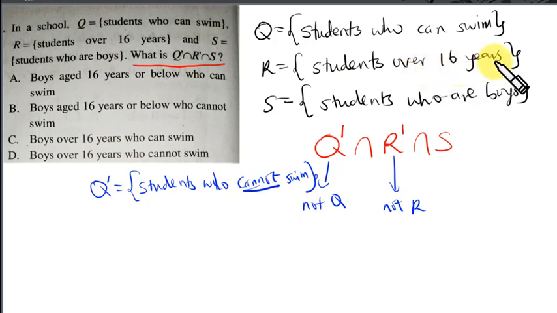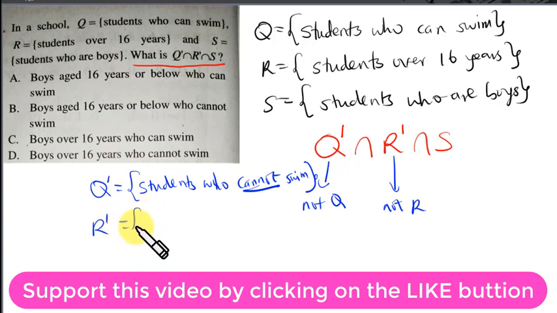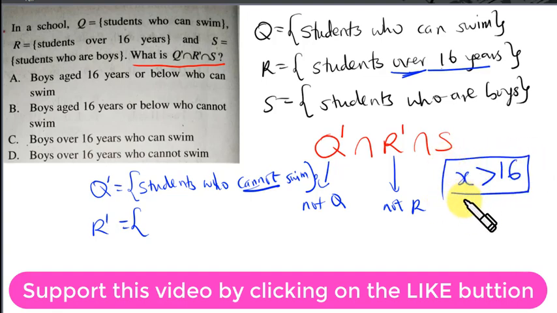Now, students over 16 years. What will be R complement? The set R is students over 16 years. What is the meaning of over here? Over means their age is greater than 16. If we say that a variable is over 16, it means it is greater than 16. The age is greater than 16 years because the age is over 16 years.